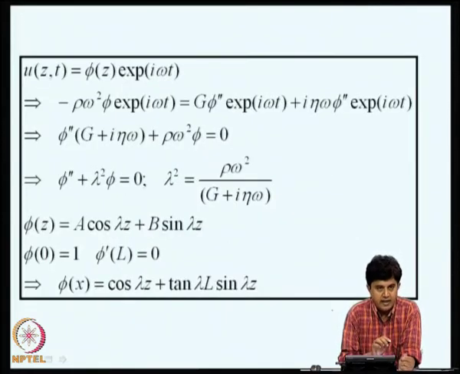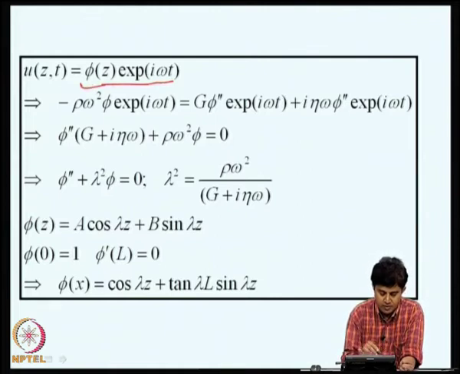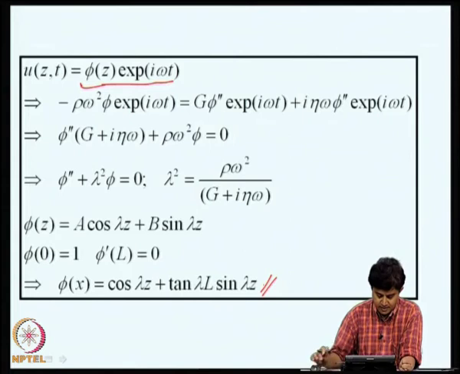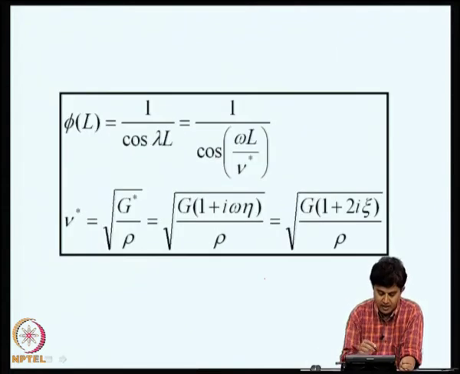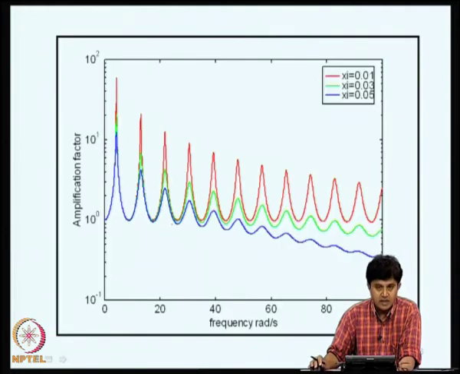Since the system is linear and the actions are harmonic in time, we can expect the response also to be harmonic with an unknown amplitude. So, if we substitute this into the governing equation, we will get an ordinary differential equation for this phi of z with a boundary condition phi of 0 equal to 1 and phi prime of L equal to 0, and this quantity lambda square is a complex quantity, rho omega square divided by G plus i eta omega. So, we will get phi of z to be this, and if we evaluate this at z equal to L, we get the transfer function to be 1 by cosine of omega L by nu star, where nu star is this wave propagation velocity. So, this is how the amplification factor looks like.